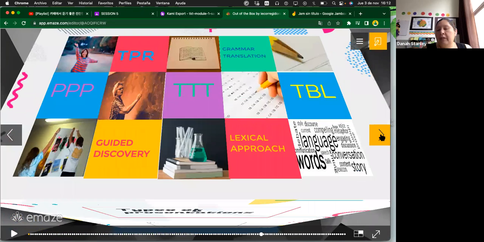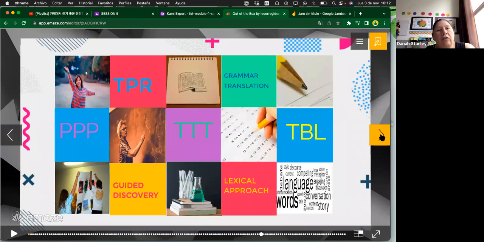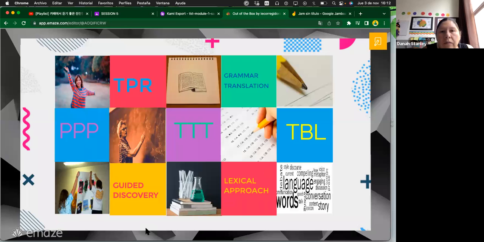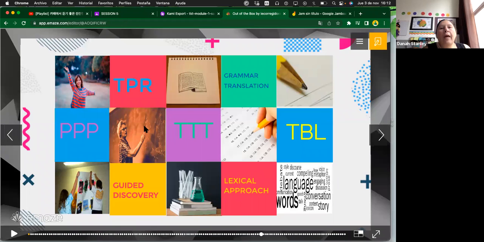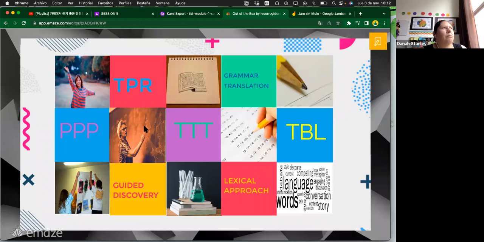Now, types of presentations. We have different methods and approaches. We have, could be a video. Yes. But remember that in here, the students are not going to do anything.